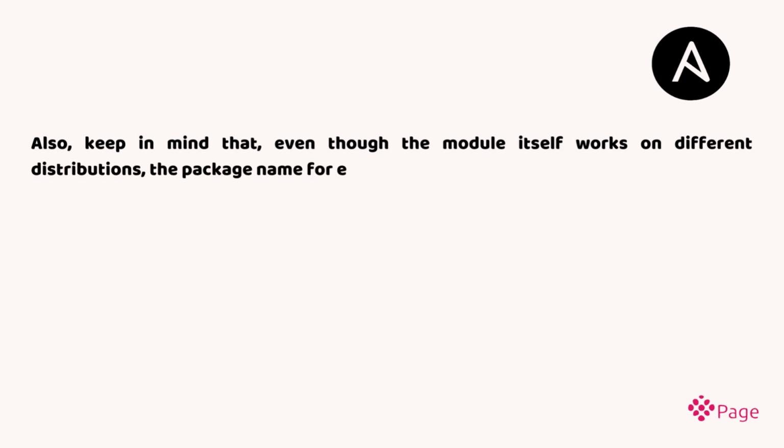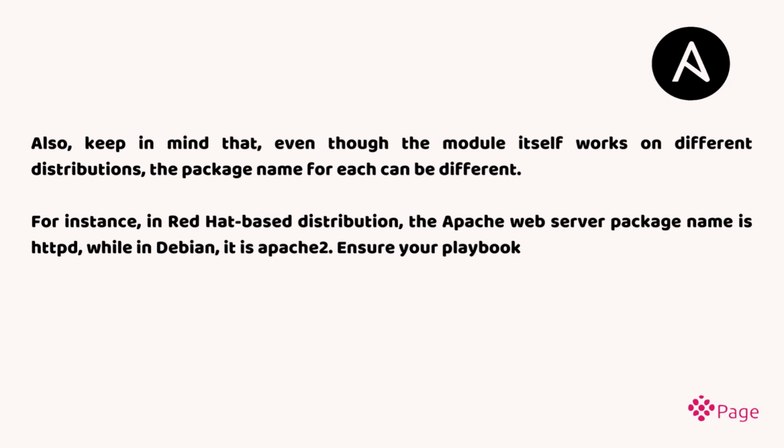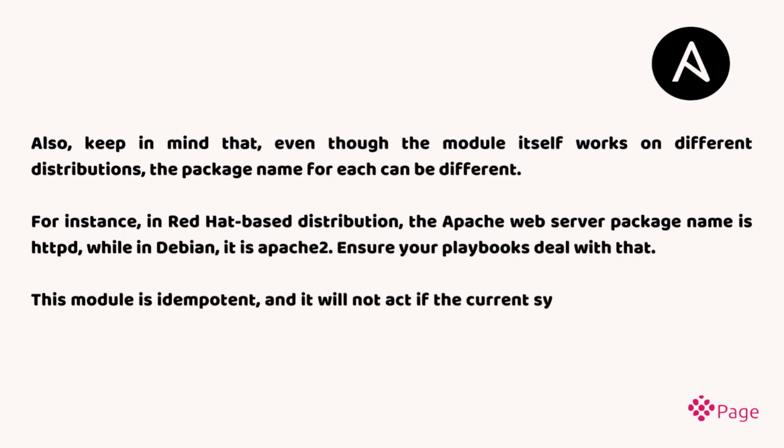Also, keep in mind that, even though the module itself works on different distributions, the package name for each can be different. For instance, in Red Hat-based distributions, the Apache web server package name is httpd, while in Debian, it is apache2. Ensure your playbooks deal with that. This module is idempotent, and it will not act if the current system state matches the desired state.